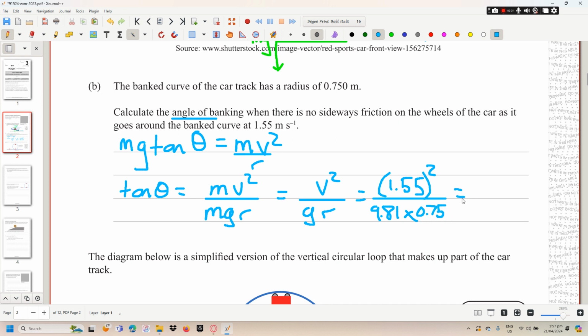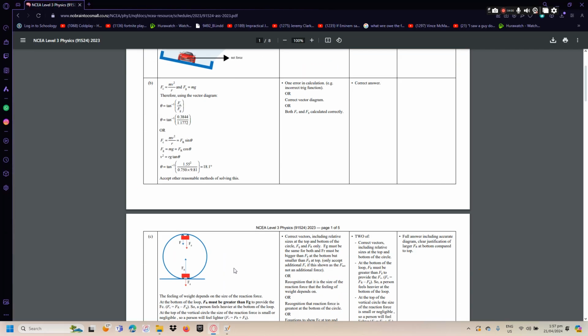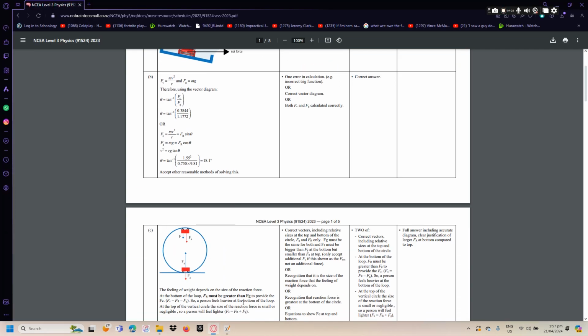Tan theta is equal to 1.55 squared divided by 9.81 times 0.75, which is 0.326, and then if you take the inverse tangent of that, making sure your calculator is in degrees, tan inverse of 0.326 is 18 degrees. Yep, 18 degrees.